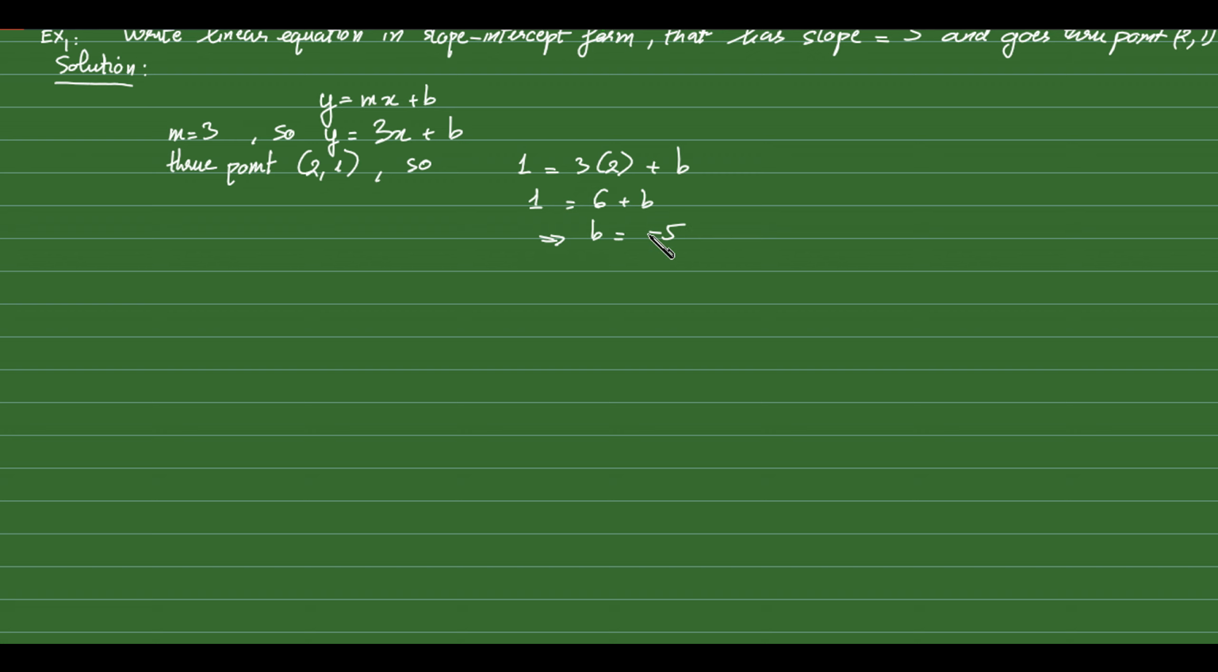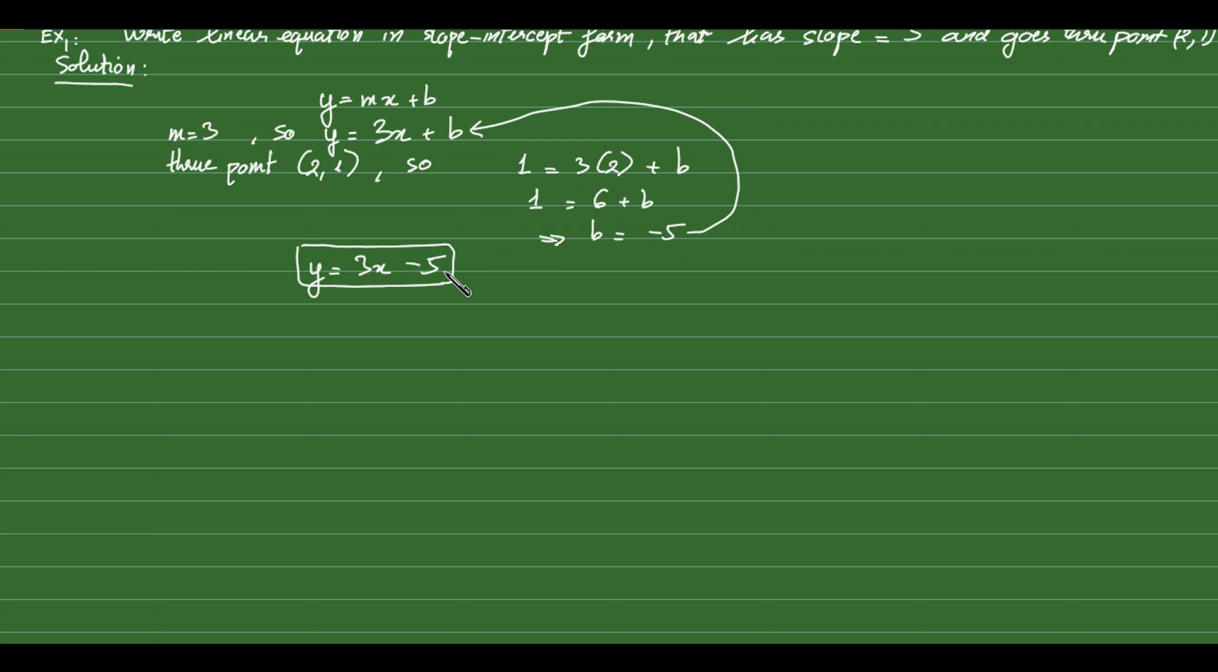So after you get b, now you're going to go back and plug in b. You replace b over here with negative 5, and I have the final answer. Okay, plug this one in here, and I have y equal to 3x minus 5. So this is your final answer.